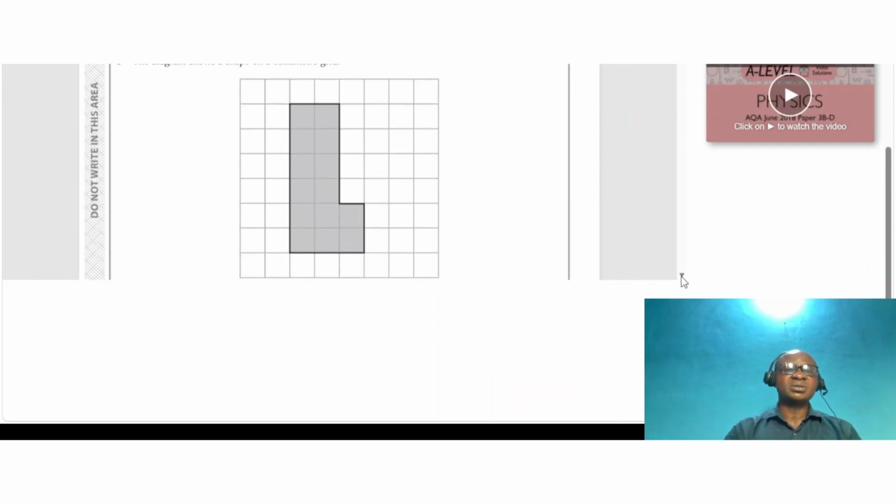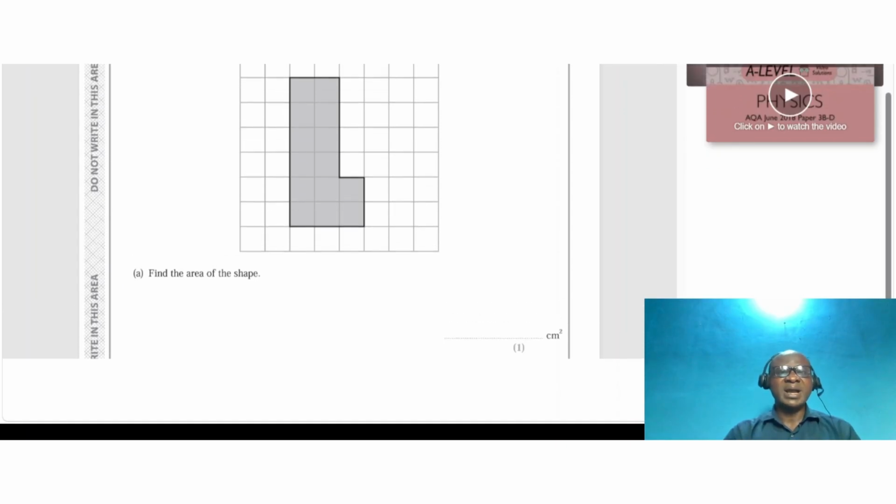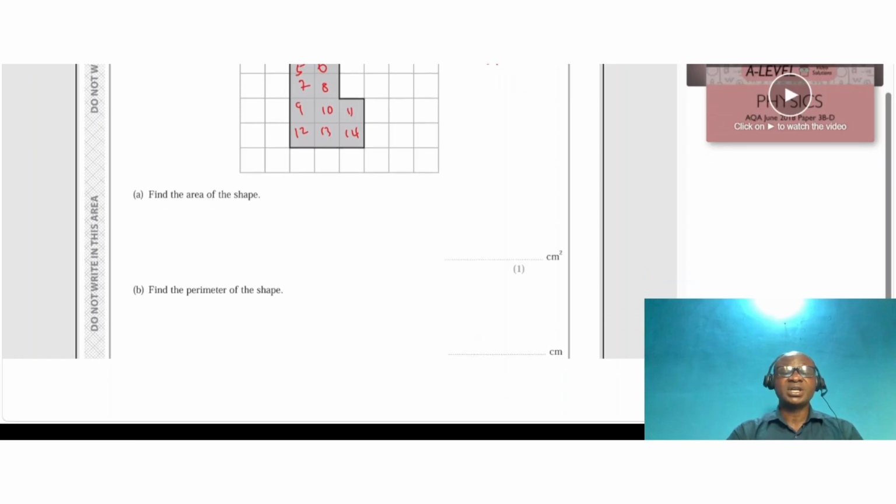Okay, on this one, we are asked to find the area. This type of question, when we are asked to find the area, just count the squares. Each square is 1 cm. That is what we do here. Are you getting me? Yeah. So if you look at it now, the answer is 14 cm square. That is the area. You count all the squares there. Each square is 1 cm.